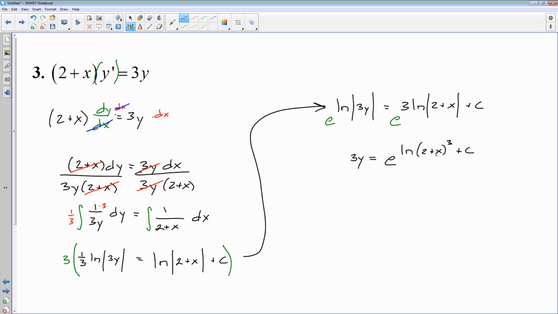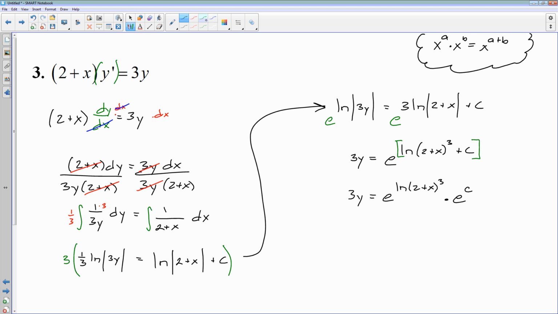Let's see. I want to clean up the right side. There is a property of exponents that says x to the a times x to the b is equal to x to the a plus b, right? That's kind of what I have here in the exponent on my e. I have e to the something plus something. I could rewrite that as e to the ln of 2 plus x all cubed times e to the c. And I have 3y over here.